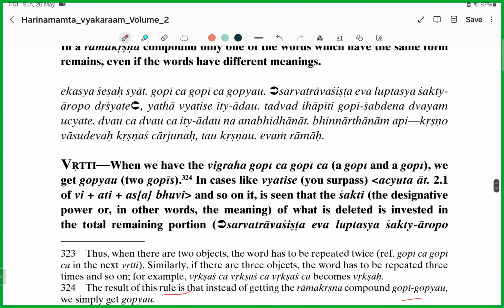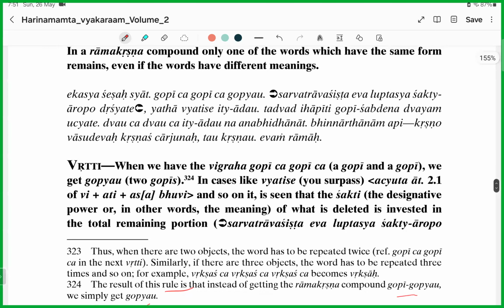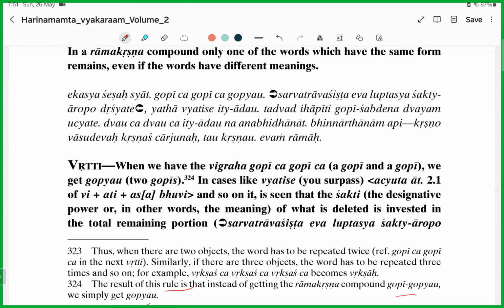In a case like vyati, say you surpass. So it is seen that the shakti of what is deleted is invested in the total remaining portion. Okay, that's understood. Like when we say gopicha, gopicha, and then we turn it into gopyau, the shakti of the deleted word enters into what is remaining.